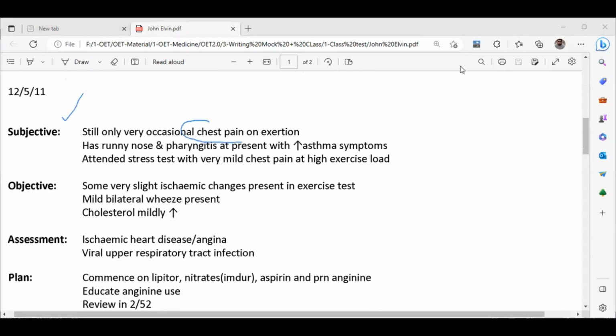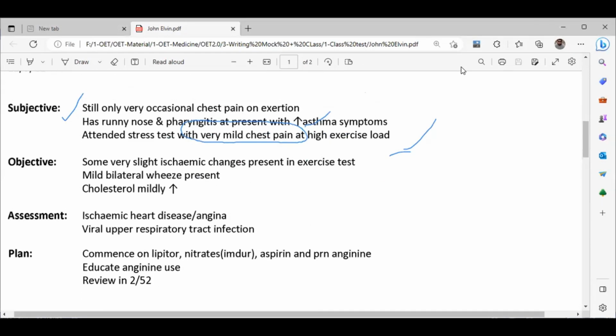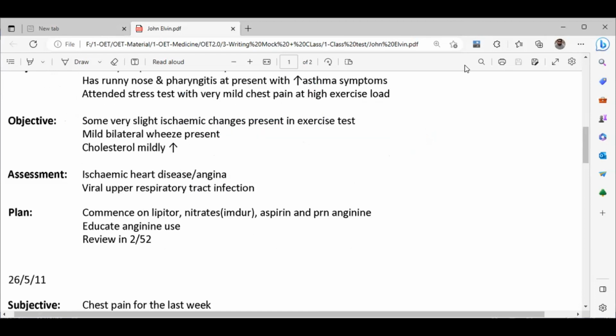Still, he's having occasional chest pain or exertional chest pain. In this regard, symptoms are not that serious. They're mild in intensity. However, the asthma has been worsening, right? So you can see there the worsening of asthma. There were slight ischemic changes, important point. Troponin was increased, important point. You have ischemic heart disease or upper respiratory tract infection. This was the management that was done. And you asked the patient to see you after 2 weeks.